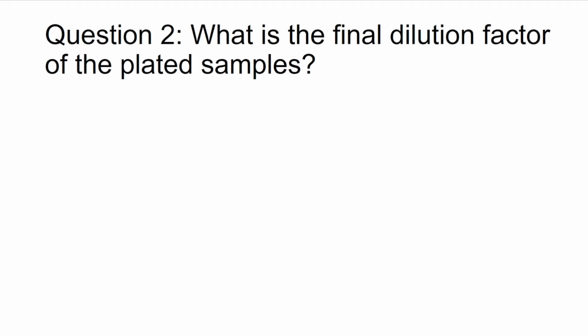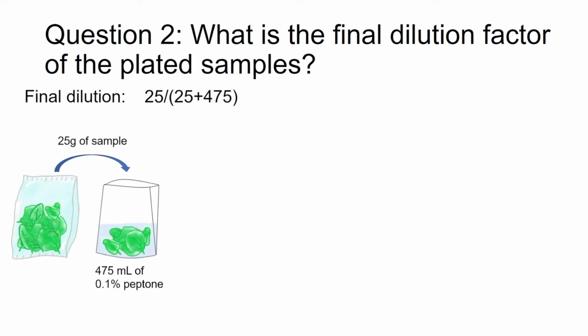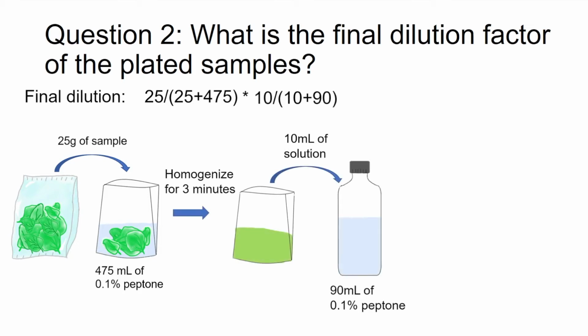To determine the total dilution factor, let's first take a look at the individual dilution steps to calculate the total dilution. The first dilution occurred when 25 grams of sample was added to 475 milliliters of 0.1% peptone and homogenized. Then another dilution occurred when 10 milliliters of the homogenized solution was transferred into 90 milliliters of 0.1% peptone solution.